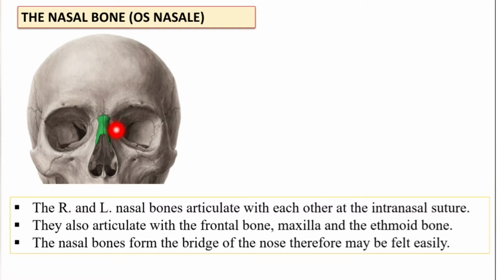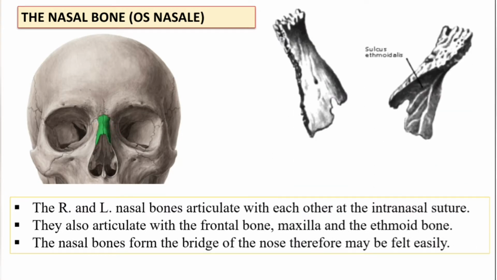The nasal bones form the bridge of the nose. So they form the nasal bridge. So this is the external surface, and this is the internal surface. And here you can actually see the sulcus ethmoidalis for the articulation with the ethmoid bone.